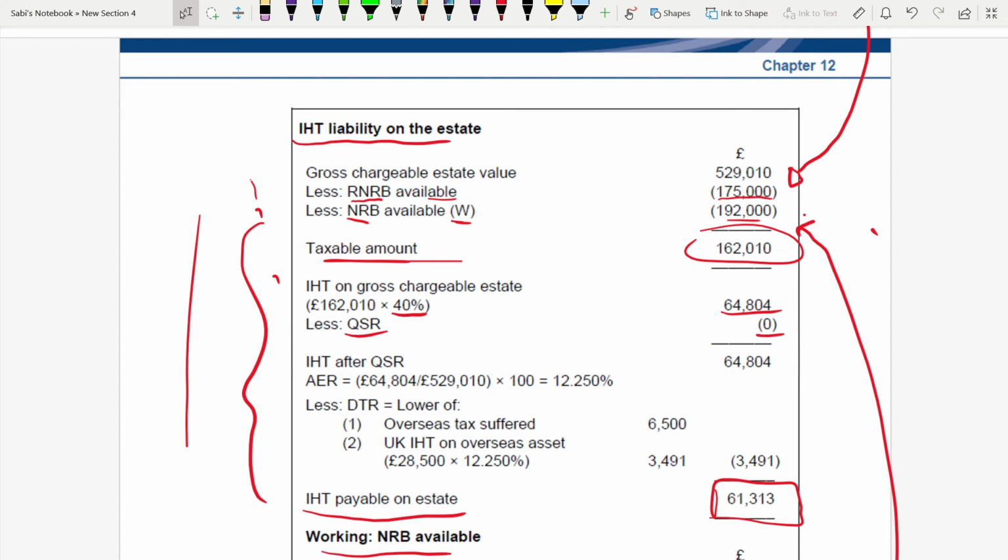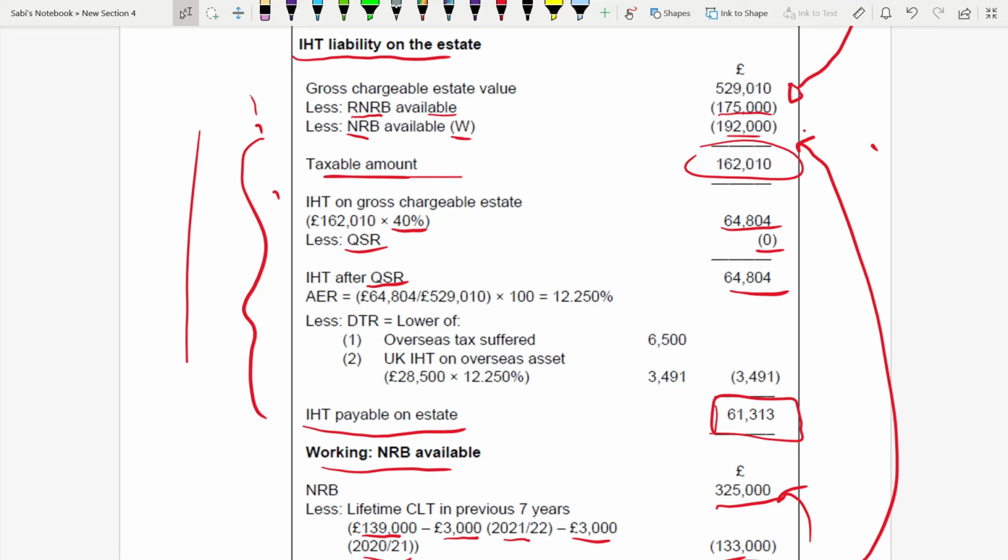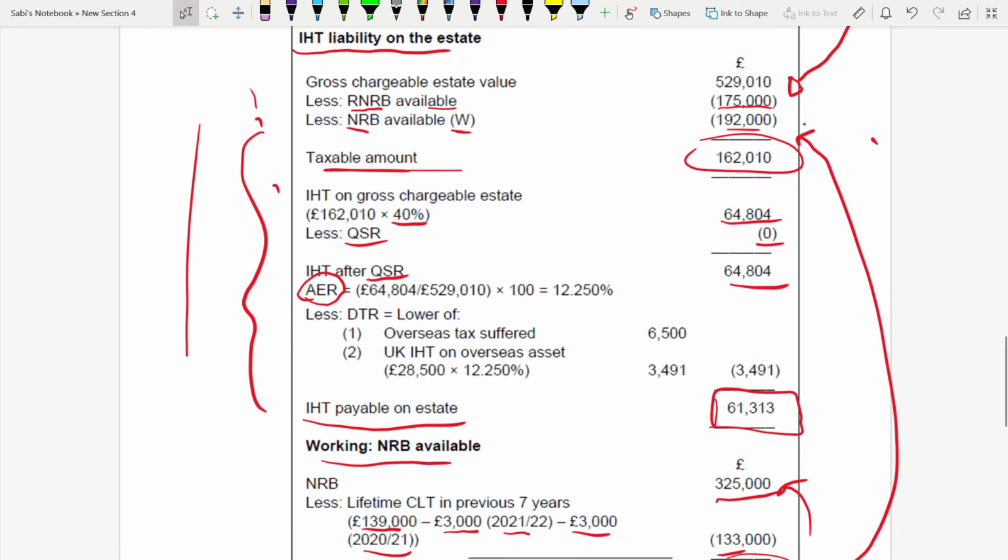Do not ignore it, because you need this value: IHT after QSR for your DTR. You are dependent on it. Now, you need your AER for your DTR. Just now we saw how to calculate DTR. You need this percentage. How is this percentage calculated?